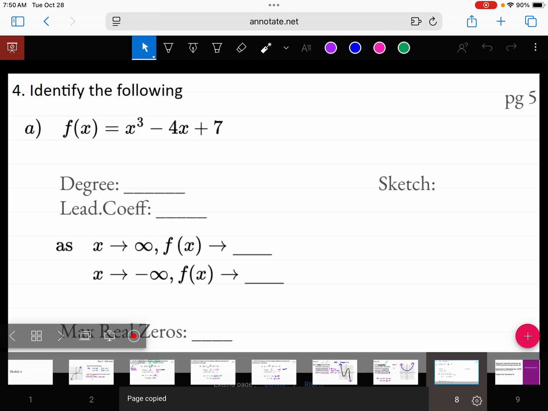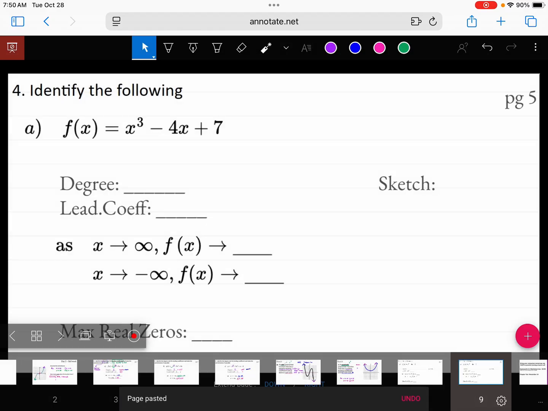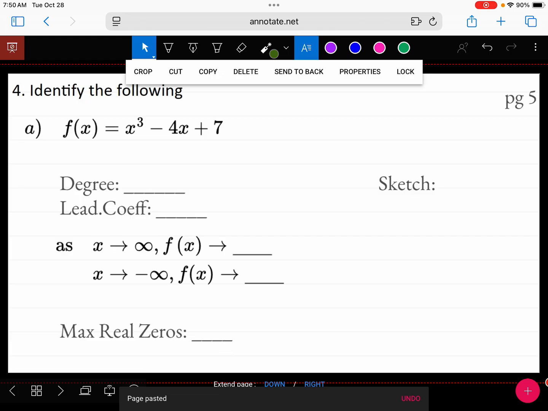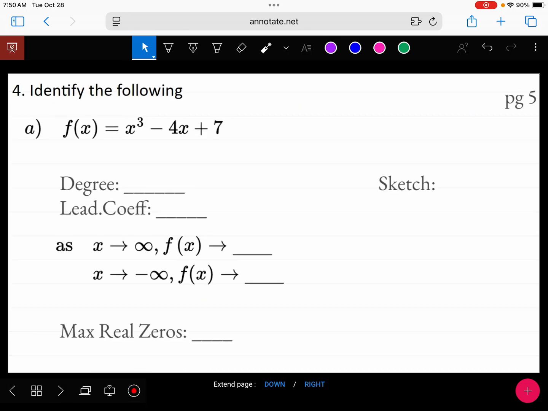There we go. Sorry, I'm messing with my page settings. There we go. Just trying to make sure everything stays there.